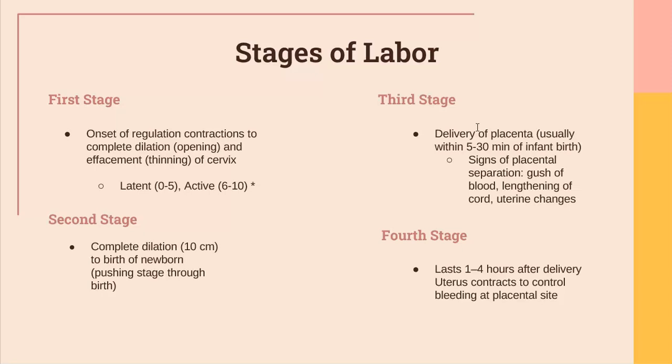And then there's a 4th stage, which lasts between 1 to 4 hours after delivery, and that's when the uterus is contracting to control the bleeding at the placental site. So she might still feel cramping, she might be uncomfortable. It shouldn't be as bad as contractions, but it is intense because the uterus is really doing its job of clamping down to control that bleeding at the placental site.